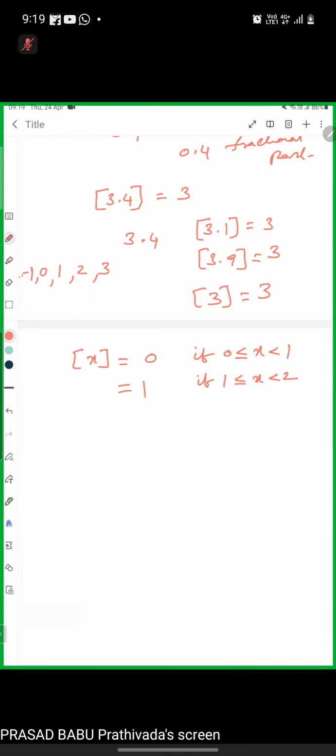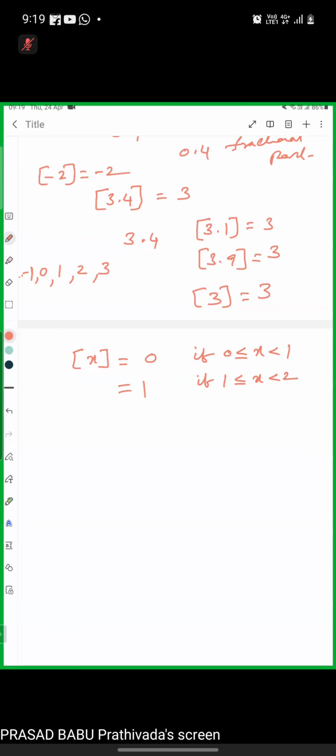This is a real number. Its integral part is 3. The fractional part is 0. That means 3 can be written as 3.0. What is the integral part of minus 2? Minus 2. The integral part of minus 2 is minus 2.